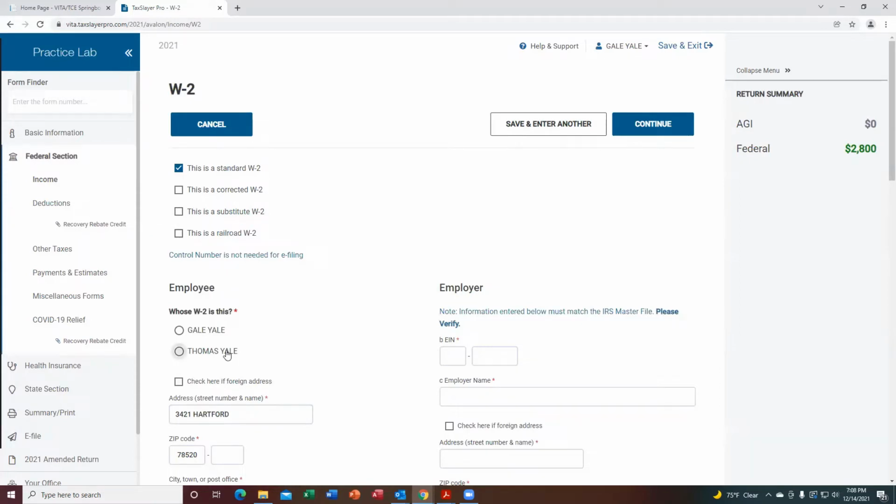So the first W-2 is for Gail. In your W-2 form, since this is a married filing joint return, you will always have the primary and the secondary that appears in the form. So we need to make sure we check the correct name or whoever the W-2 belongs to. In this case, Gail.